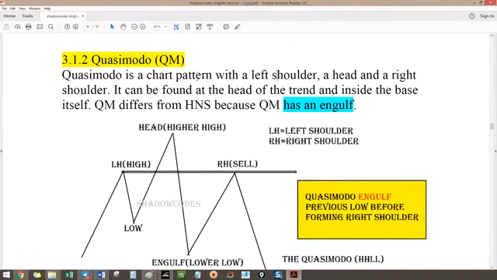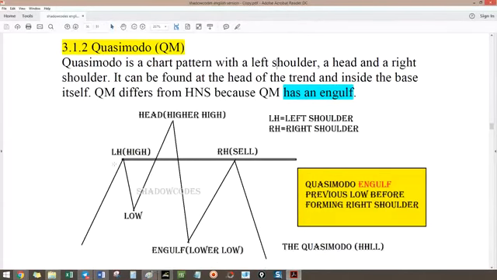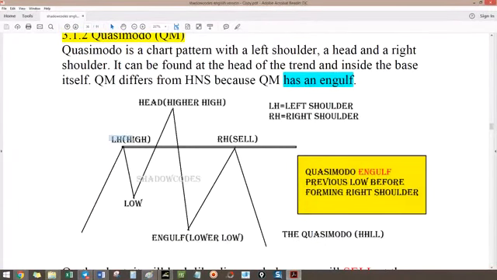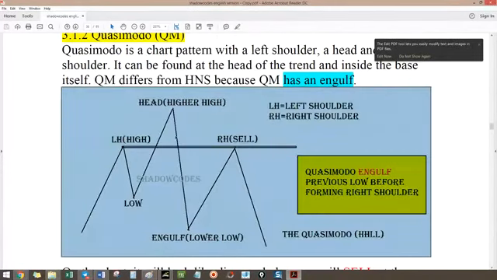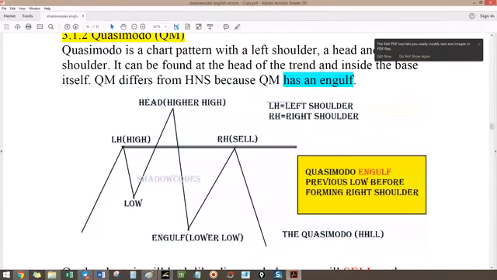So Quasimodo is a chart pattern with a left shoulder, a head, and a right shoulder. It can be found at the head of the trend and inside the base itself. QM differ from HNS because QM has an engulf. So you see over here, you got the left shoulder, the right shoulder, and the head. I'm sorry regarding this. This is from a friend of mine that helping me translate this ebook. So it's wrongly written over here, left shoulder, right shoulder.